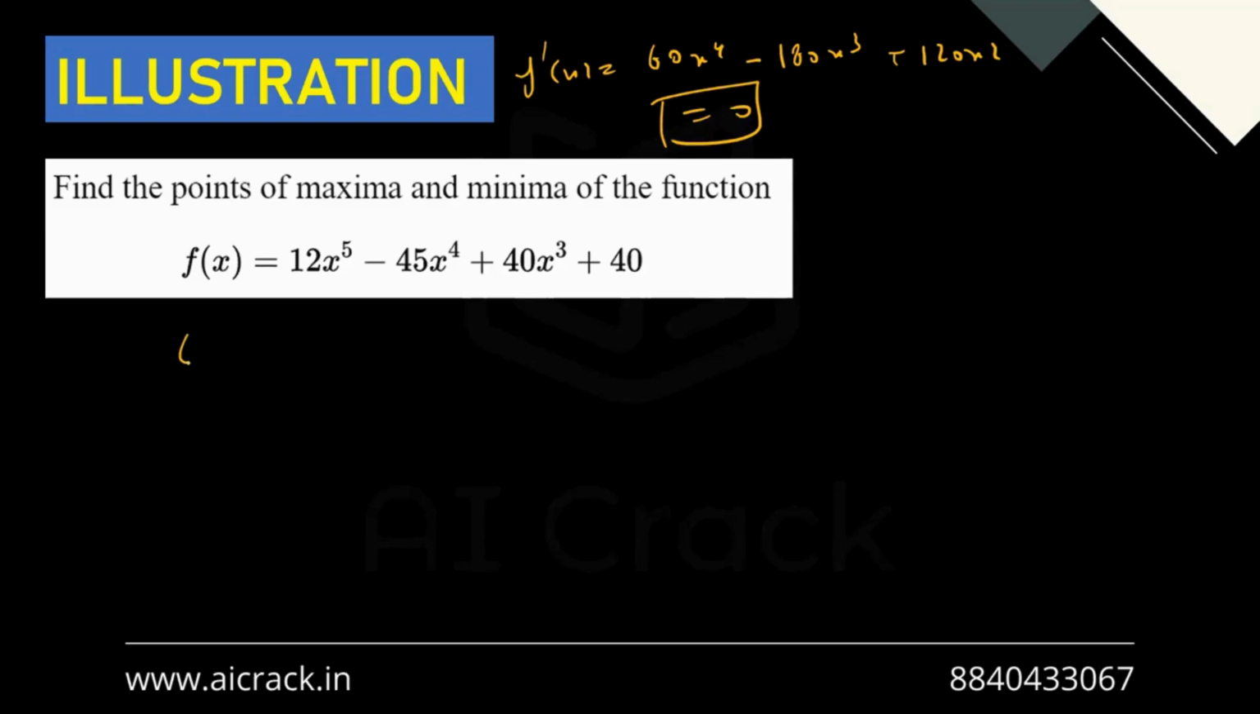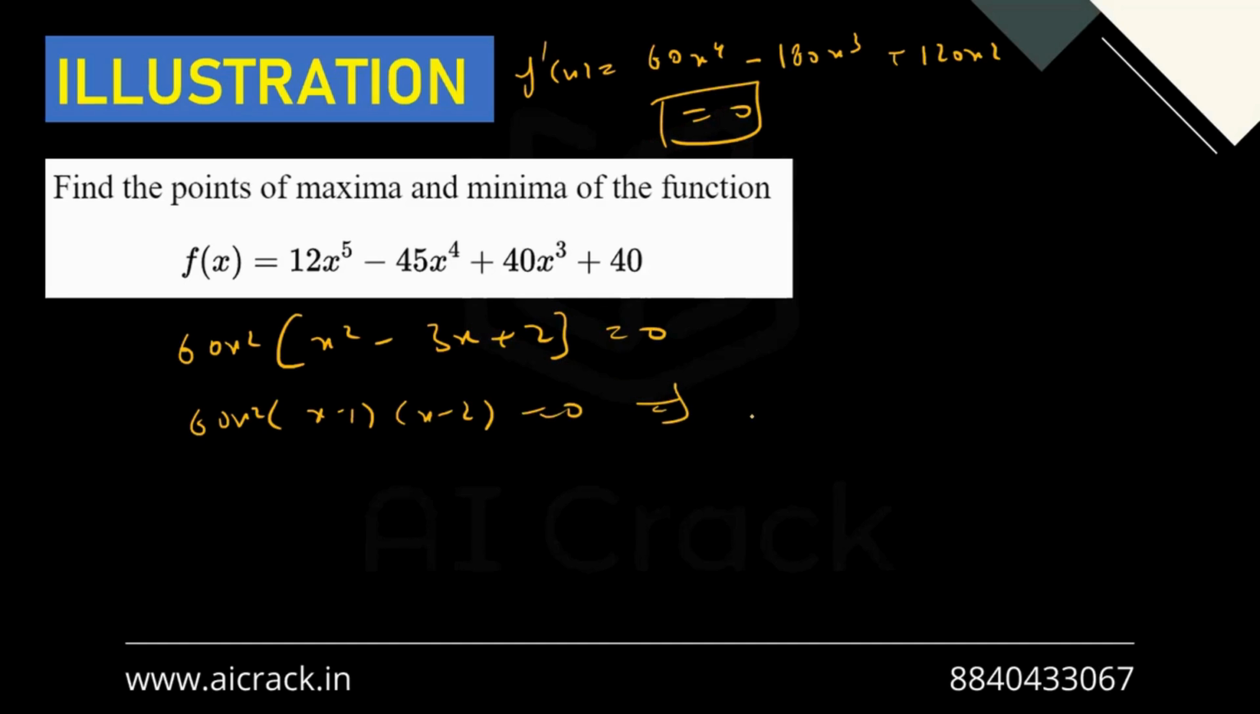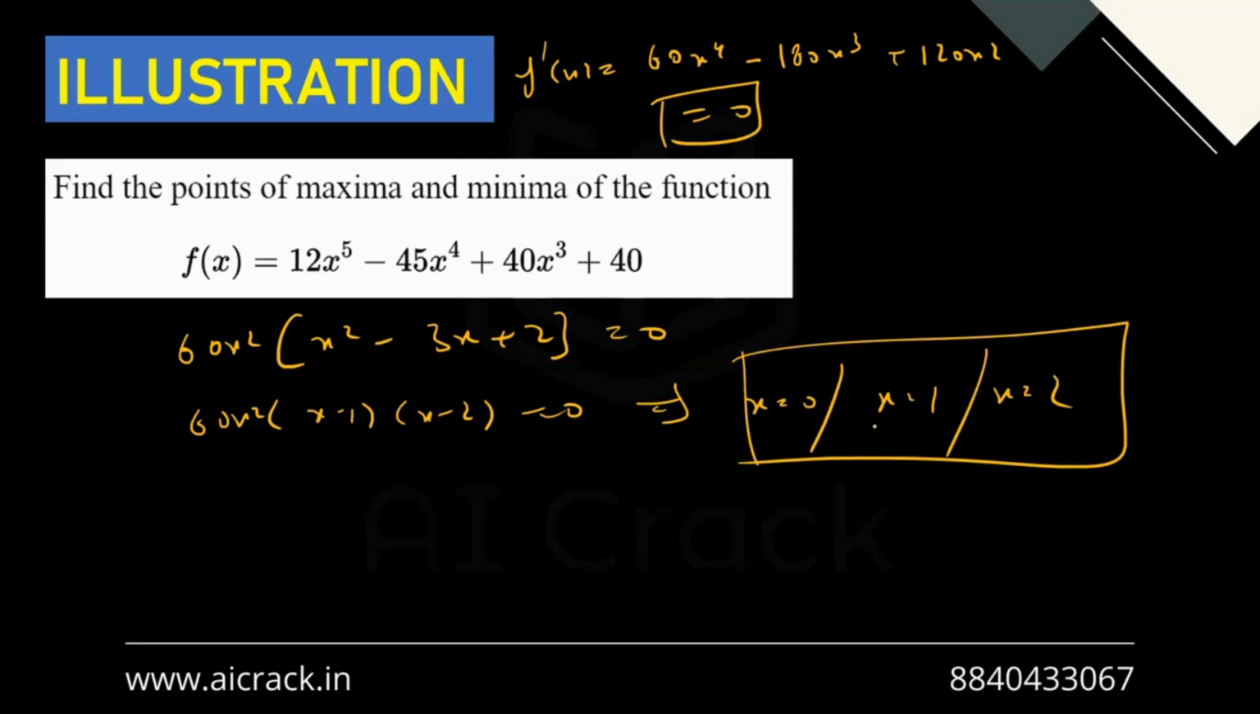60x^2 is common, so we'll be getting x^2 minus 3x plus 2 equals 0. This gives us 60x^2 (x minus 1)(x minus 2) equals 0. So we've got x equals 0, or x equals 1, or x equals 2. We've got these 3 points as the stationary points.